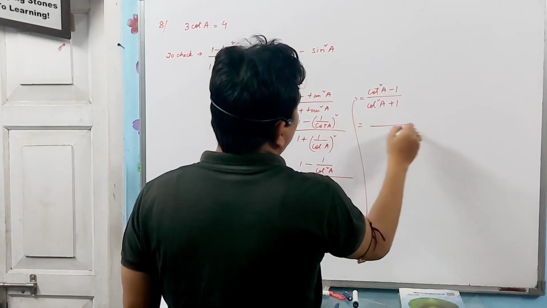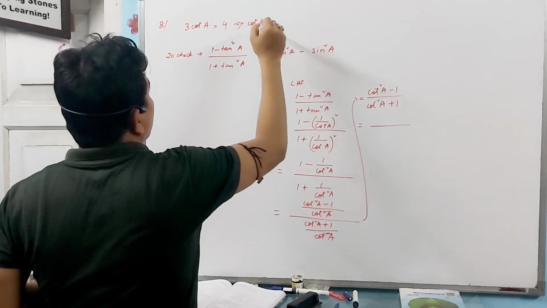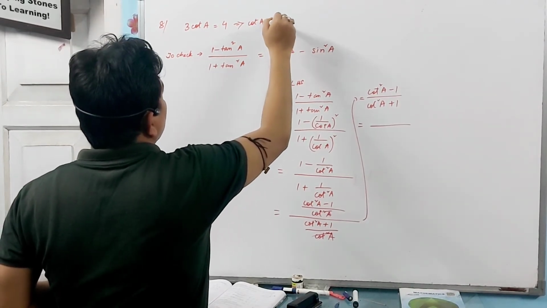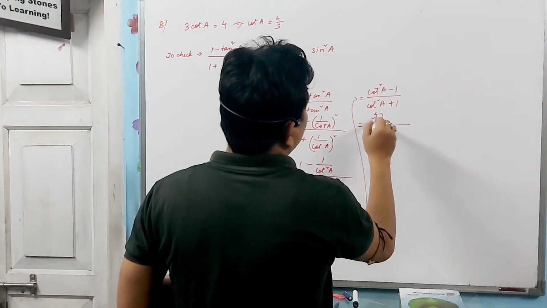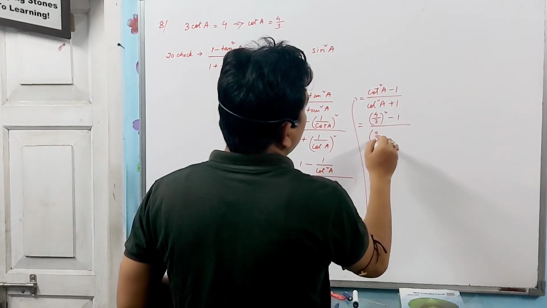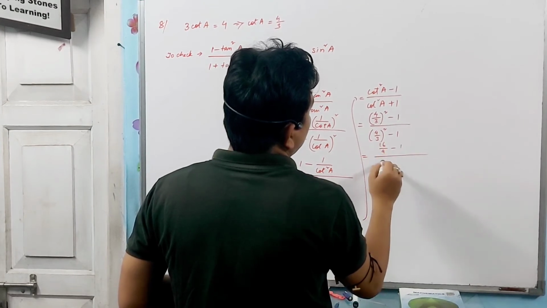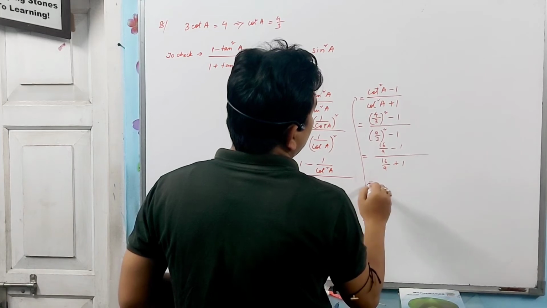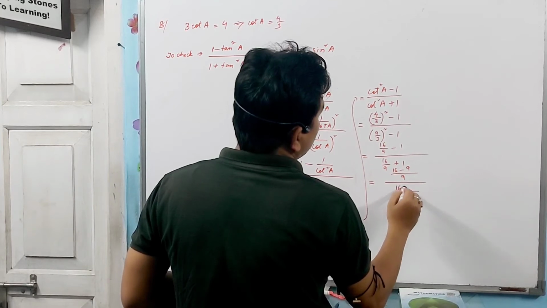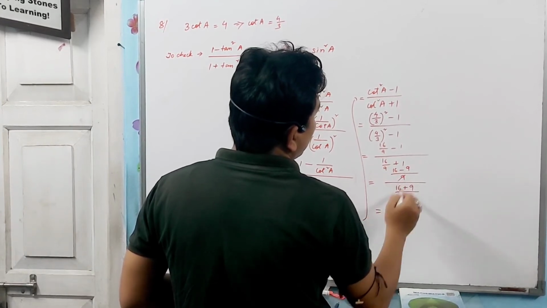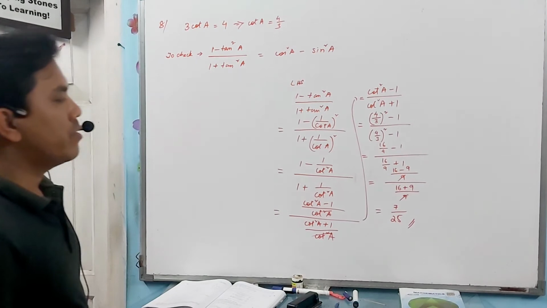Now you just put the value of cot A. Cot A is 4 by 3. So 4 by 3 whole square minus 1, and here also 4 by 3 whole square minus 1 in the denominator plus. So what you will get now? 16 by 9 minus 1 over 16 by 9 plus 1. Take LCM again, 9. 9 got cancelled. 16 minus 9 is 7, 16 plus 9 is 25. So we got the left hand side value as 7 by 25.